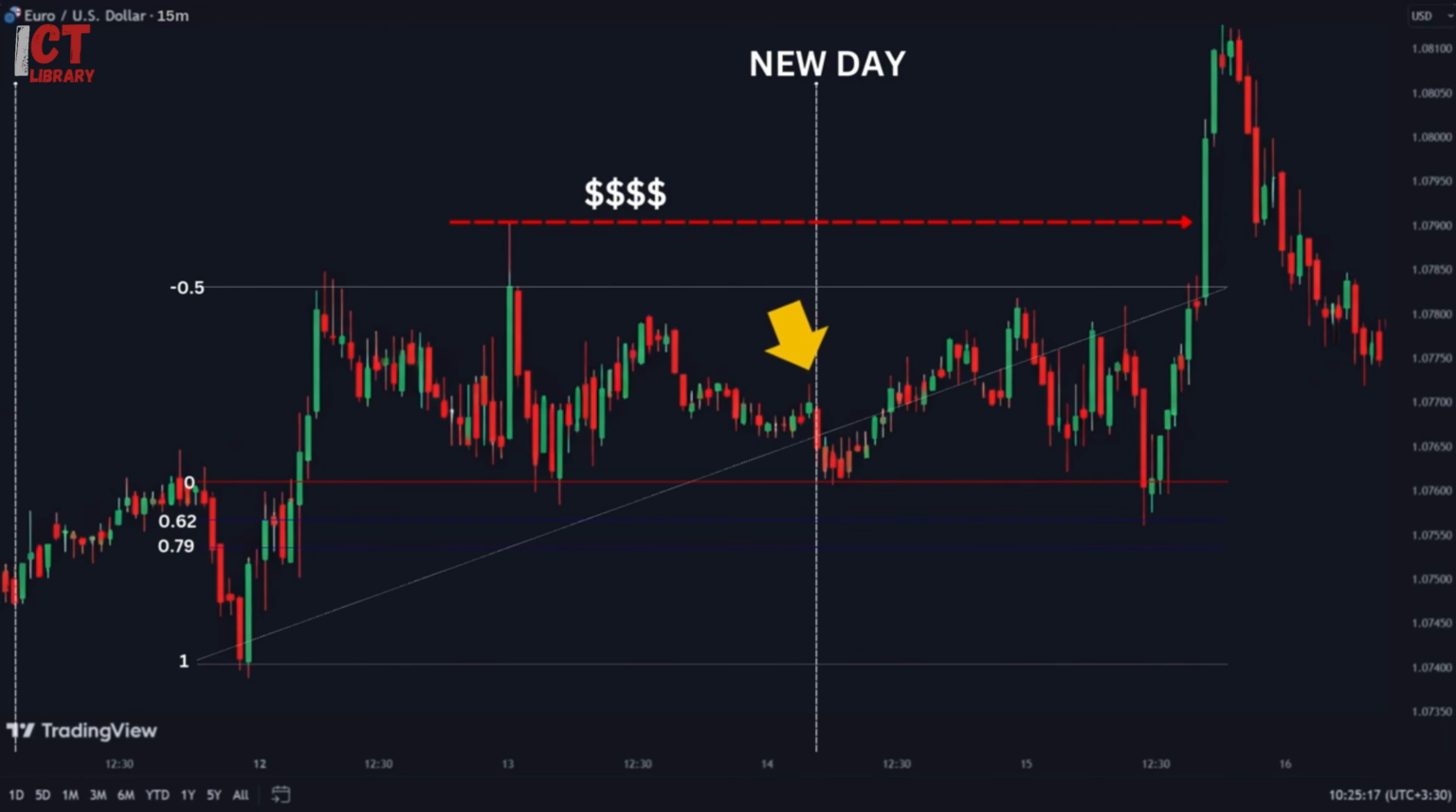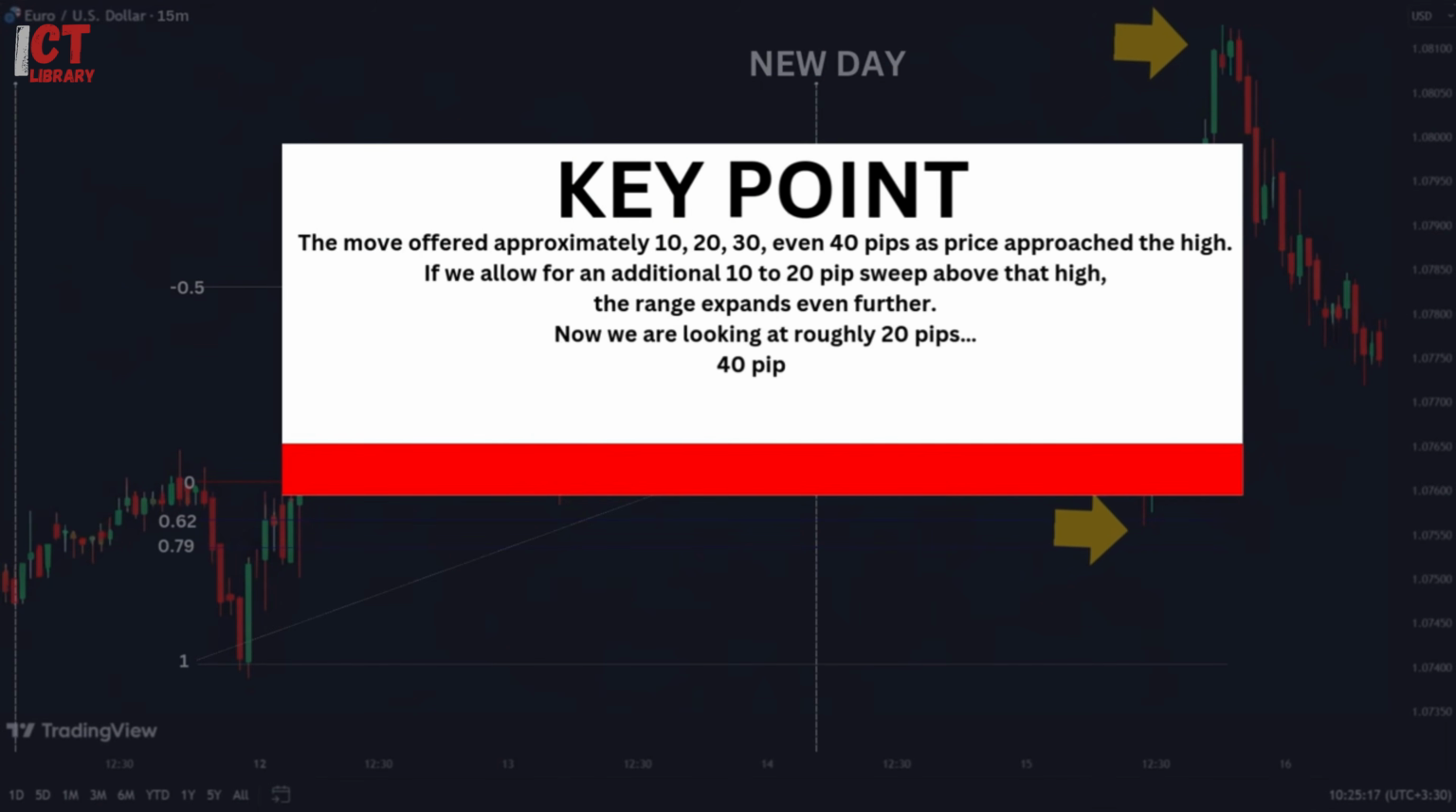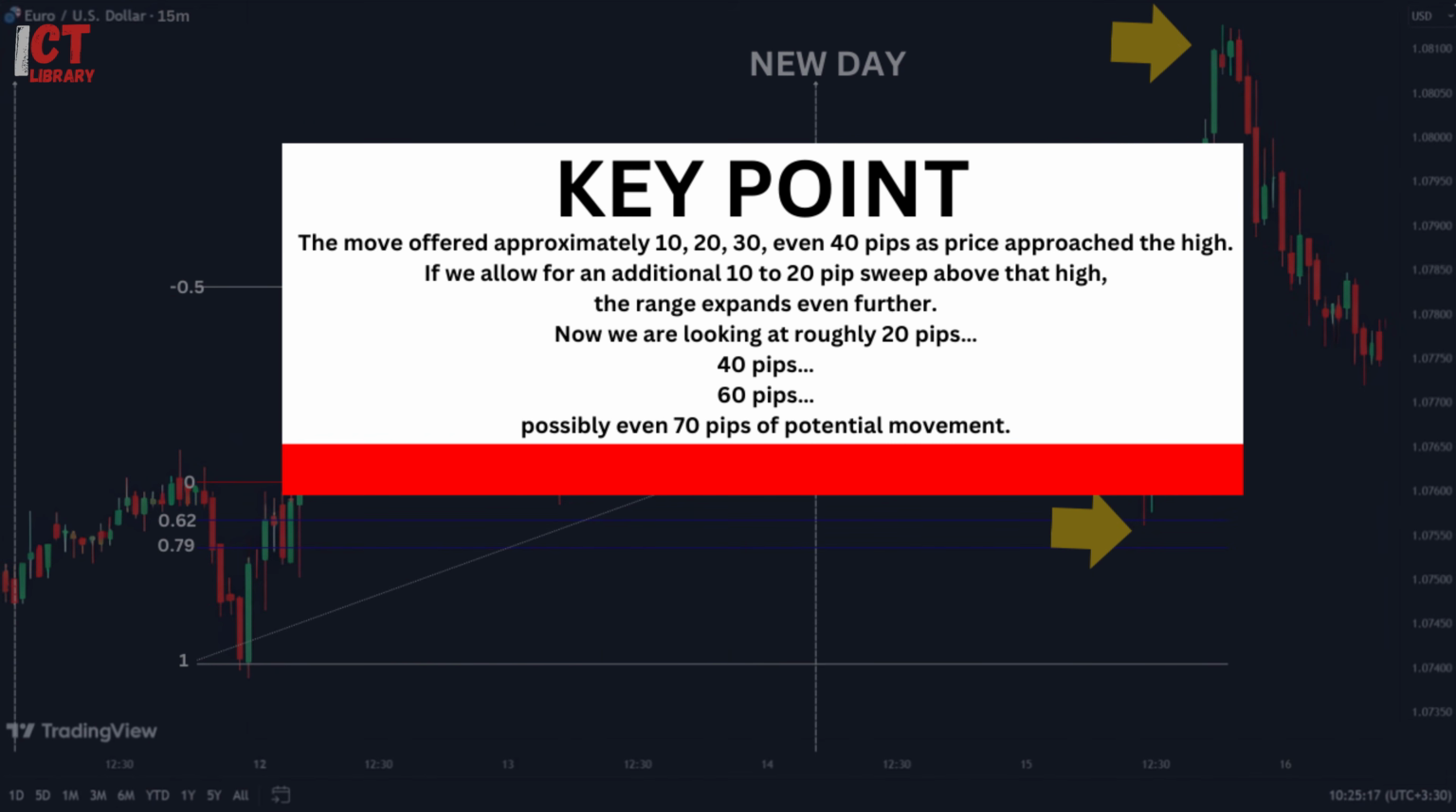We are not concerned with anything until price moves into the optimal trade entry zone, which is the 62% retracement level. Price eventually trades into that area. This candle forms precisely at that level, and it occurs during the London session. From there, price begins a strong move toward the previous day's high. That alone produced a very clean scalp. The move offered approximately 10, 20, 30, even 40 pips as price approached the high.